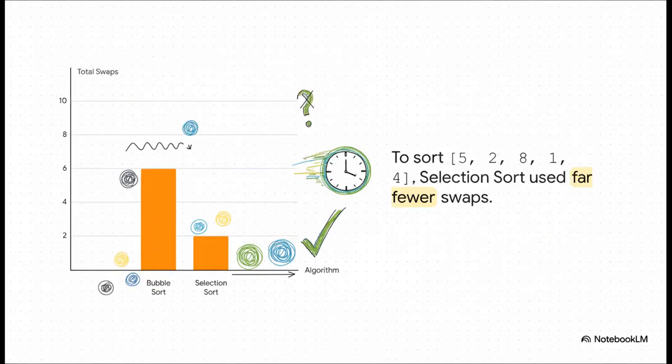And hey, here's the proof right here with our little test case. Just look at this bar chart. To sort our simple list, Bubble Sort's kind of frantic neighbor-swapping approach took a total of 6 swaps. In stark contrast, Selection Sort's patient, methodical strategy got the exact same job done in just 2. I mean, that is a massive difference in efficiency, and you can see it plain as day.